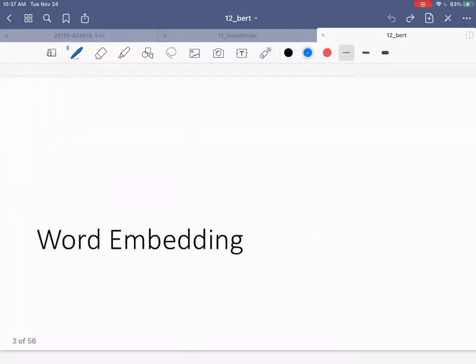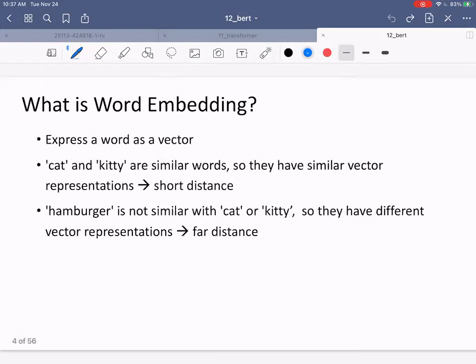Right, so yeah, word embeddings. Hope you guys already are super familiar with word embeddings. So word embedding is just expressing a word as a vector. So each word becomes its own vector. And hopefully we want semantically similar words to have similar vectors, meaning that they have short distance between the two. So for example, the distance between the cat vector and the kitty vector should be smaller than the distance between the hamburger vector and the cat vector. So your word vector representation should contain some semantic meaning of the given word.